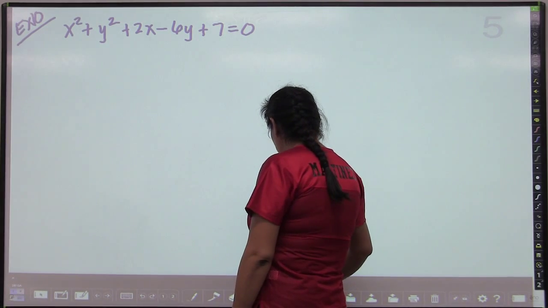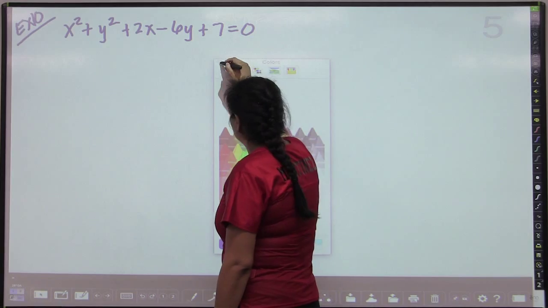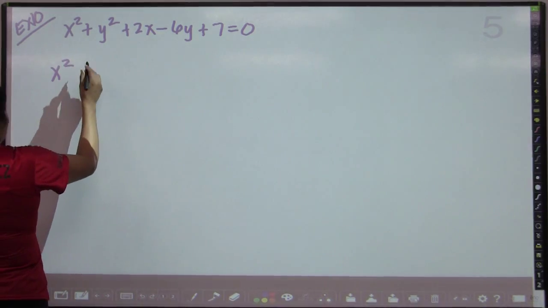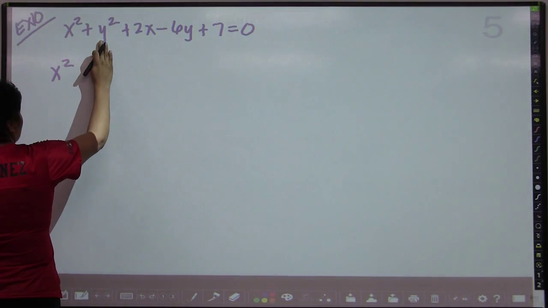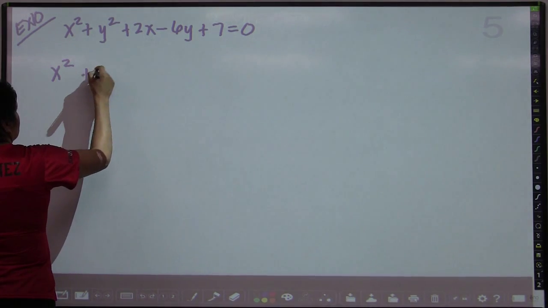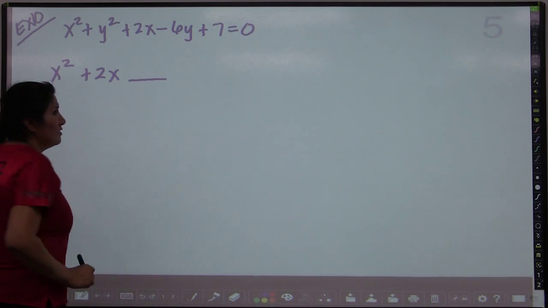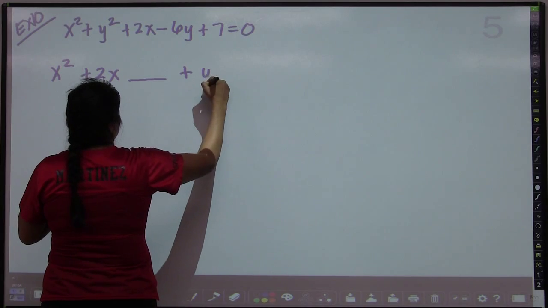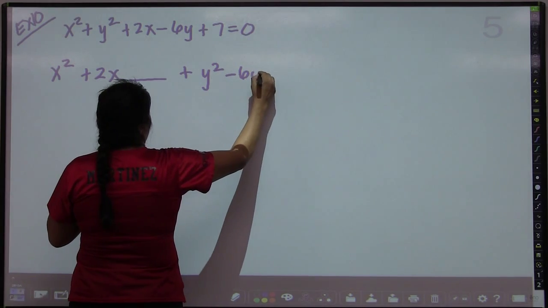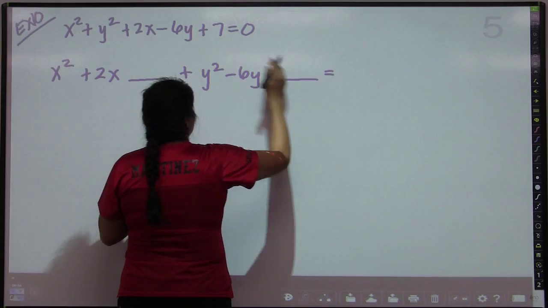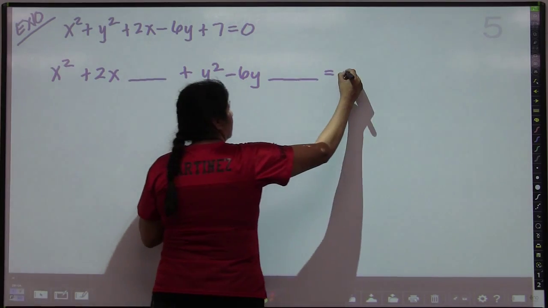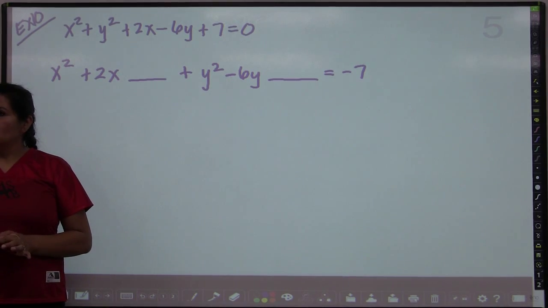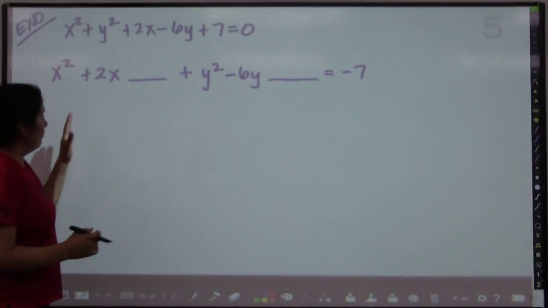So what you want to do is combine your like variables, if you will. You want the x's to be together, so I'm gonna do x squared, and see how it has y squared here? I'm gonna skip that and go to the 2x. I'm gonna leave a blank, because when you complete the square you leave a blank. Then I'm gonna put the y squared and the minus 6y, leave a blank, and I'm gonna take the 7 to the other side. Okay. Then we're gonna complete the square for the x's.